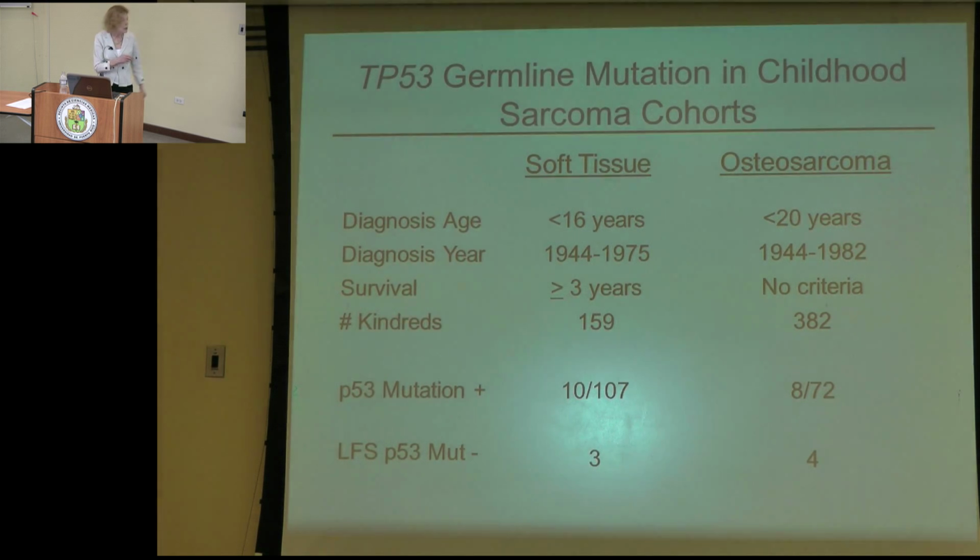We also found a few that had a Li-Fraumeni-like pattern of cancer in the families, but were negative for p53. Now, did we miss it? For various reasons, we only looked at the coding regions. Did we miss it, or does it represent evidence for other genes that may give rise to these familial patterns? And I don't know the answer to that at this point.